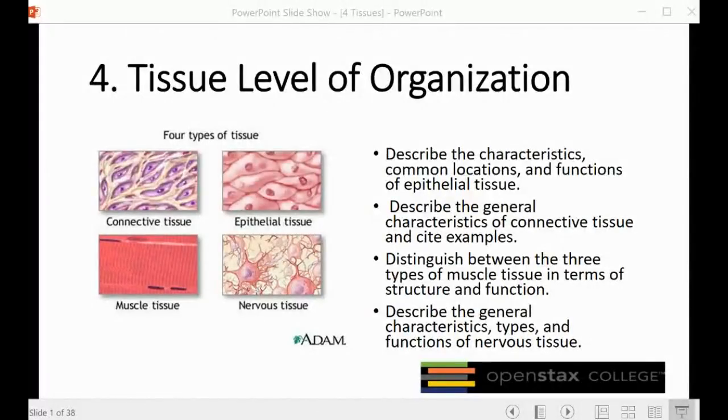Hi, and welcome to Chapter 4. We're on the tissue level of organization. So we're going to talk about these four types of tissues today. There's connective tissue, epithelial tissue, muscle tissue, and nervous tissue.